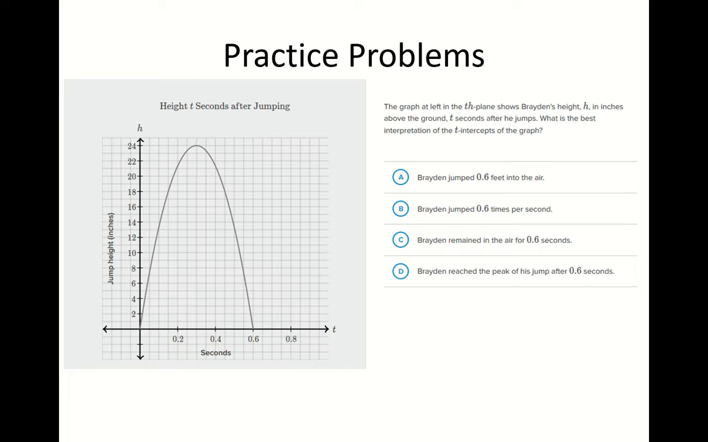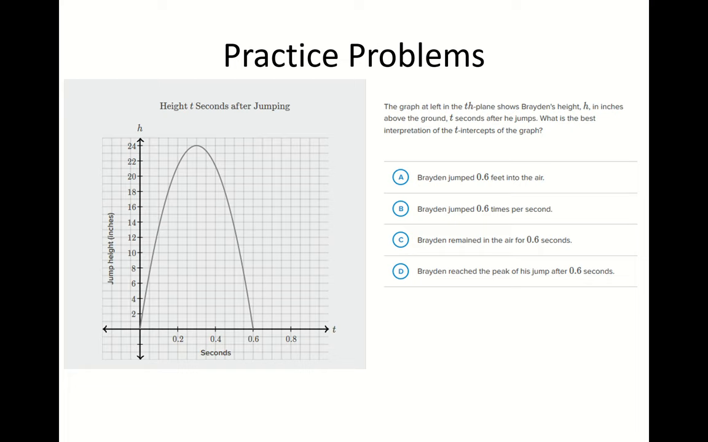Okay. And then the answer choice D talks about how Braden reached the peak of his jump after 0.6 seconds. Well, he reached the peak kind of in the middle around 0.3 seconds, if you look at the graph. But at 0.6 seconds, he was at the ground, so he was definitely not at his peak. Let's look at why answer choice B is incorrect.